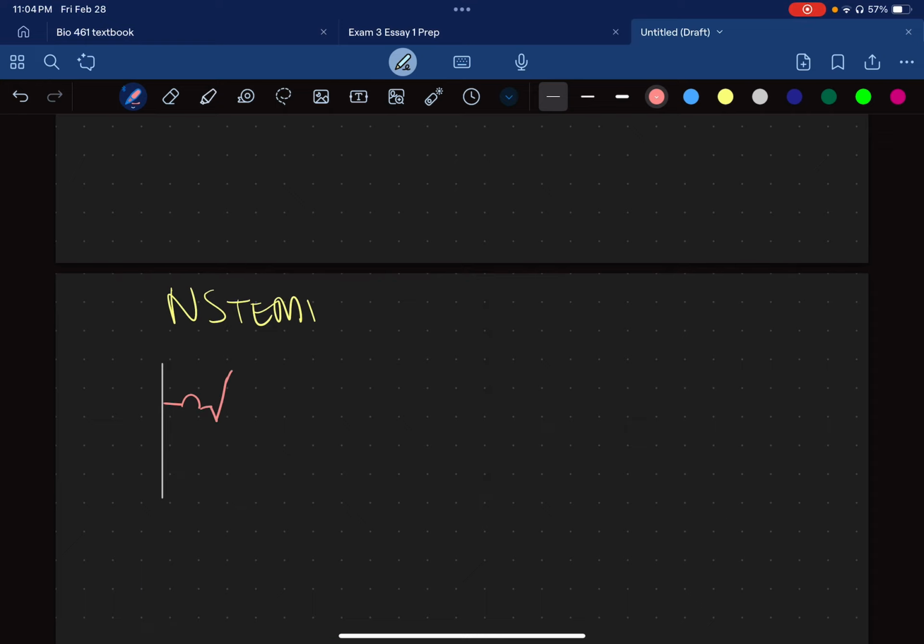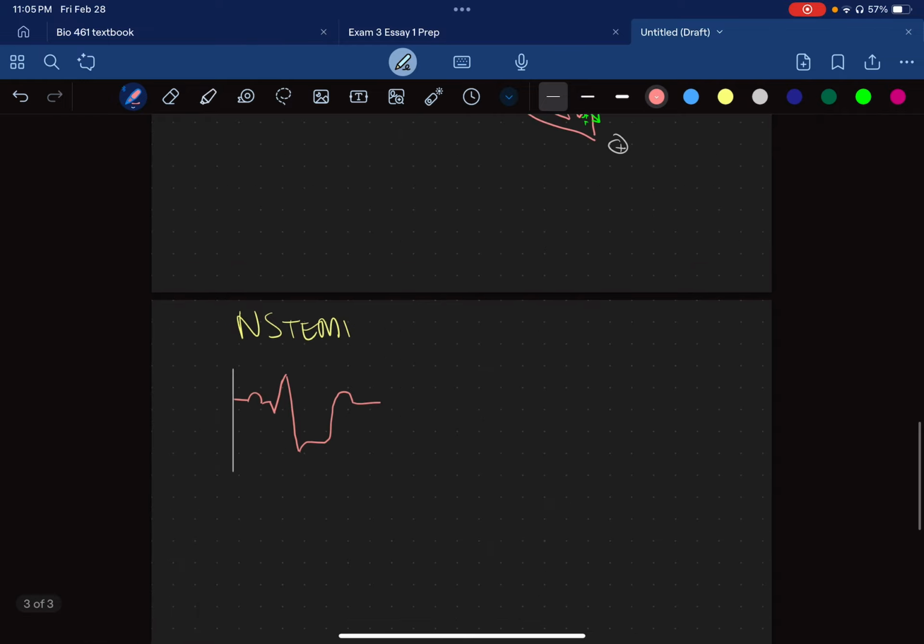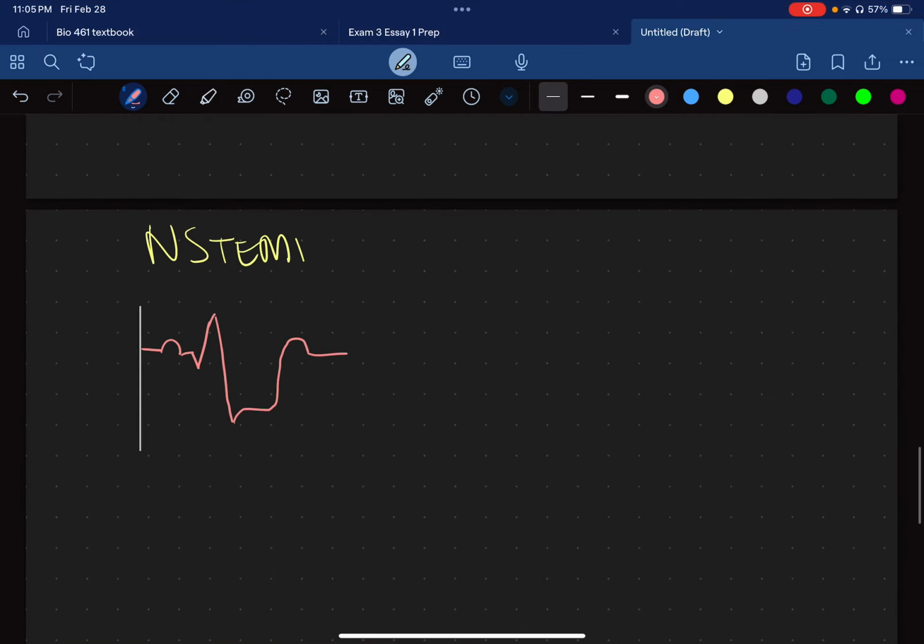Everything looks normal, but all of a sudden here at our S wave, whoa, we're going way further down, and then we come back up to this original baseline. So as you can see, NSTEMI stands for non-ST elevation. So here, this is basically an ST depression.